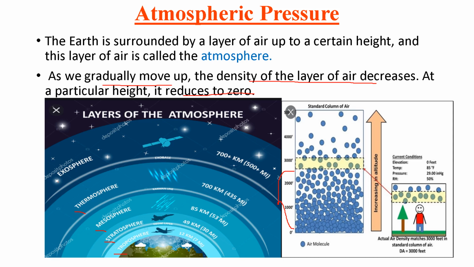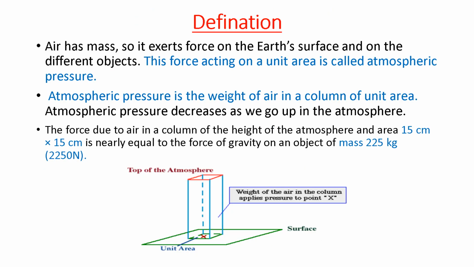Now let's see the definition of atmospheric pressure. It says that the force acting on a unit area is called atmospheric pressure. Now, where does this force come from? As we know, air has mass, and everything which has mass is going to exert force on the surface of the earth. So the force exerted by the air because of its mass on a unit area is called atmospheric pressure.